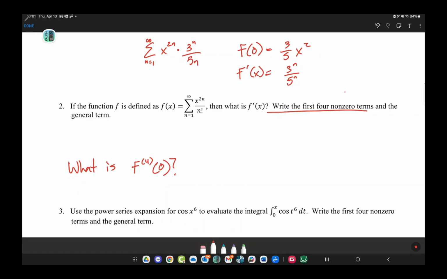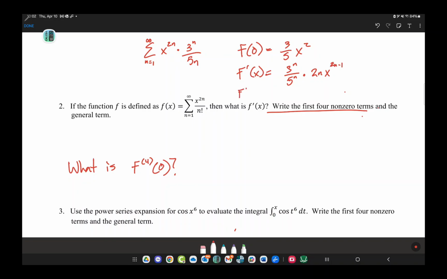How do you go from F of 0 to F prime of x? Well, I wanted you to take the derivative of x to see what happens. So what's the derivative of x? 2n to the x to the what? You take the derivative, right? 2n minus 1. All right.